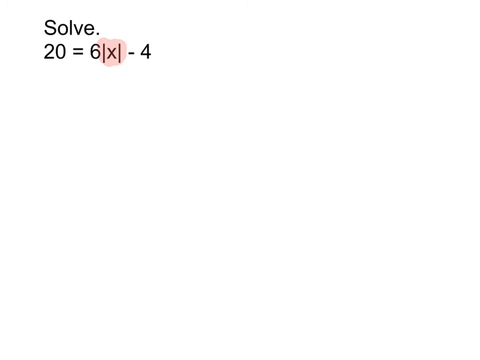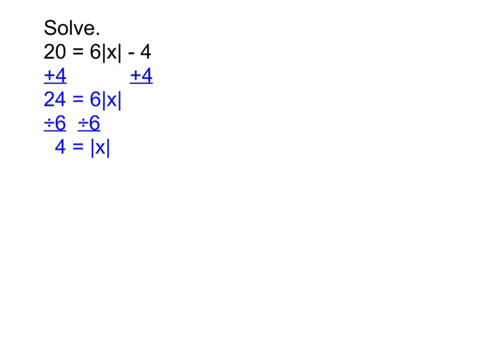And so the first thing we want to do is get rid of the addition subtraction. So I'm going to add the 4 to both sides and then divide both sides by the 6. Now I have 4 equals the absolute value of x. And now we have to get rid of the absolute value bars.